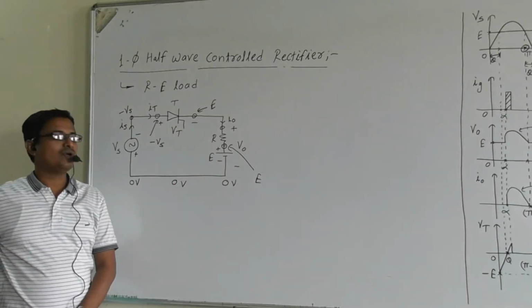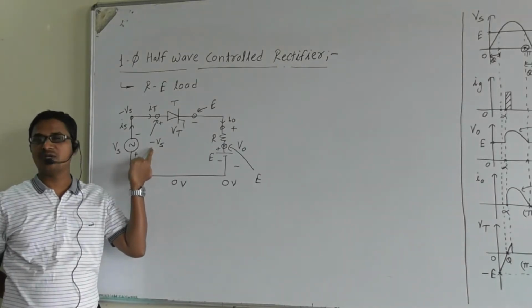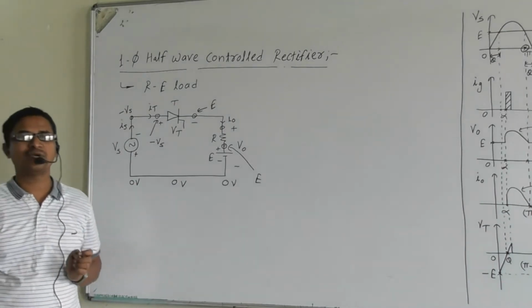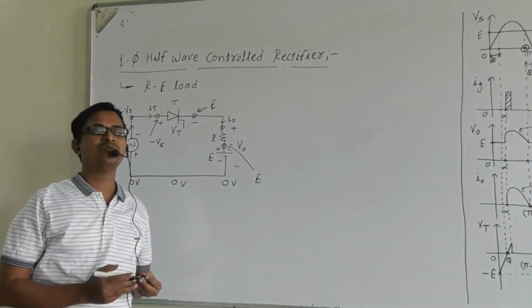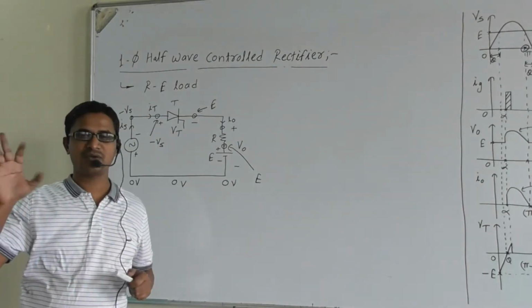So anode voltage is always negative. When Vs is negative, anode voltage is always less than the cathode voltage. So will the SCR or thyristor turn on when Vs is negative? Not possible. Are you getting the point?